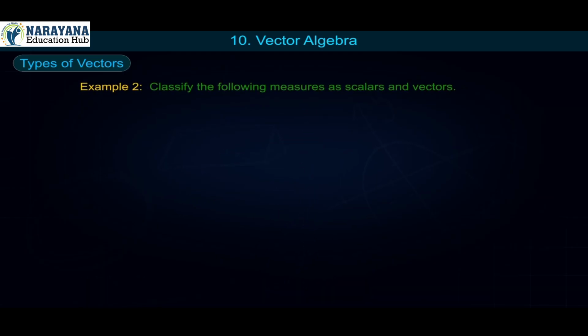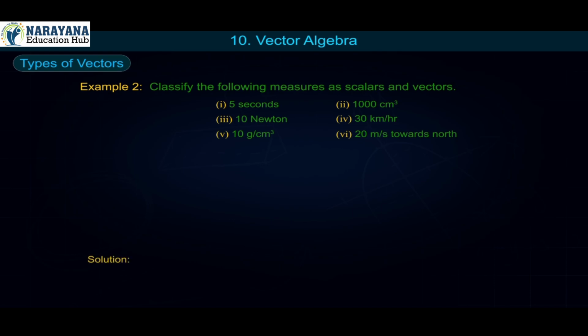Example 2. Classify the following measures as scalars and vectors. 1. 5 seconds. 2. 1000 centimeter cube. 3. 10 Newton. 4. 30 km per hour. 5. 10 gram per centimeter cube. 6. 20 meter per second towards north.